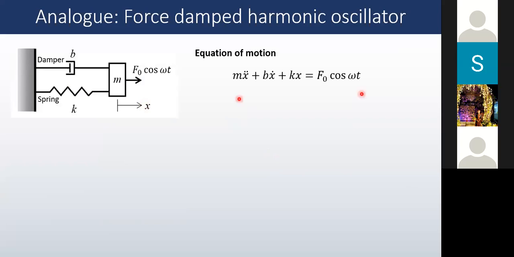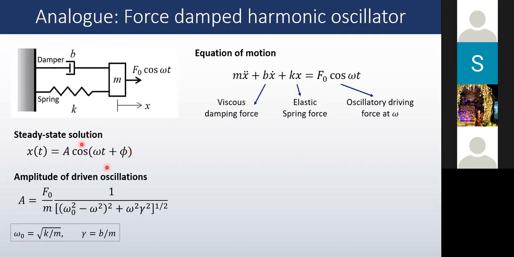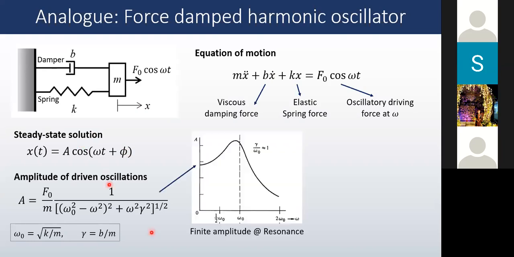So what are each of the terms? I have an elastic spring force, I have a viscous damping force due to the fluid, and I have the force at frequency omega. And we all know what its solution looks like. It's A cos omega t. The transient solution decays, and it is the steady state solution which follows the force. And what I want you to next look closely at is the form of the amplitude. So this is the amplitude of driven oscillations, which is finite at resonance. By resonance, I mean when the applied frequency is equal to the natural frequency of the system, which is omega naught. I have a finite amplitude, so far so good.